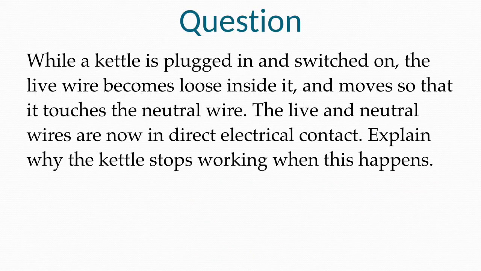A kettle is plugged in and switched on. The live wire becomes loose inside and moves to touch the neutral wire. The live and neutral wire are now in direct electrical contact. Explain why the kettle stops working when this happens. Pause the video while you write down your explanation.